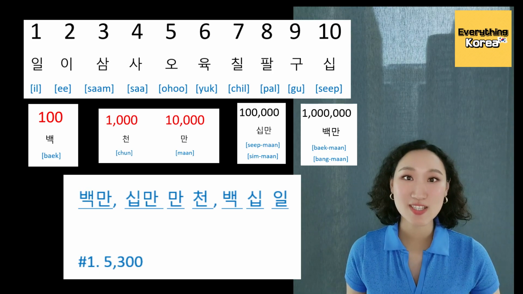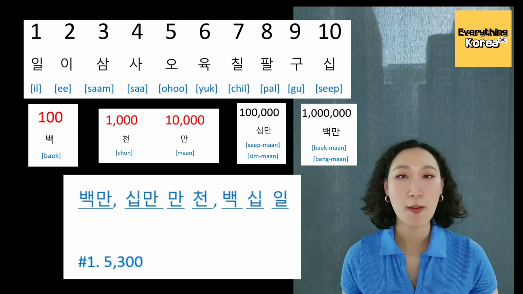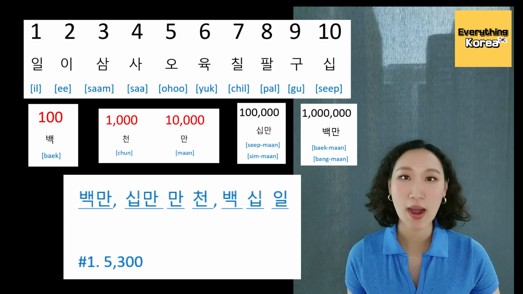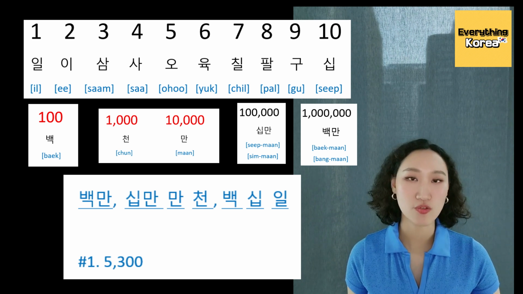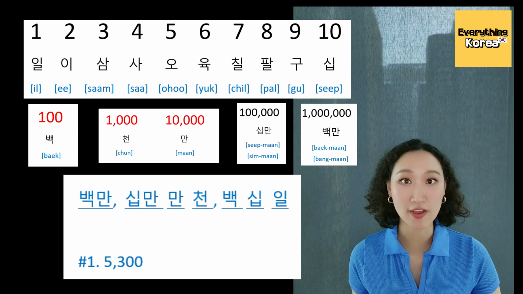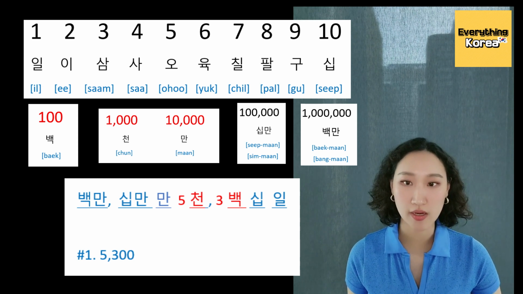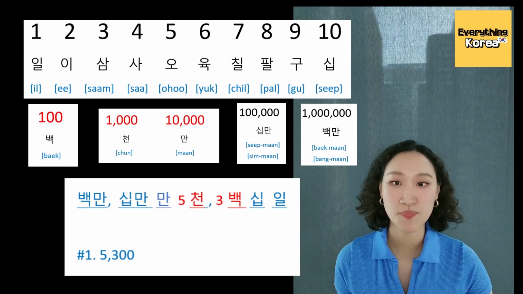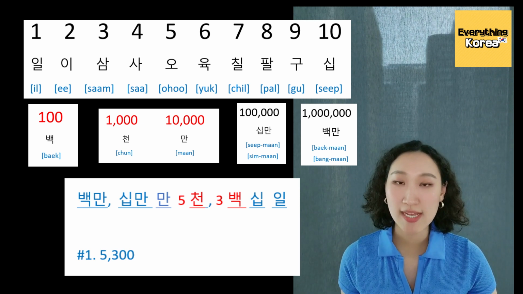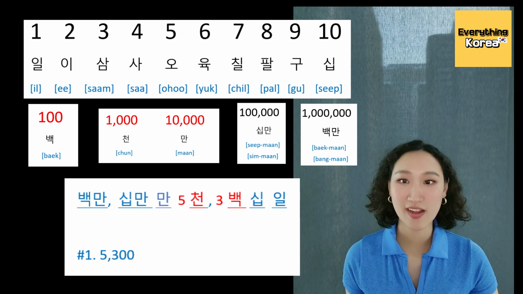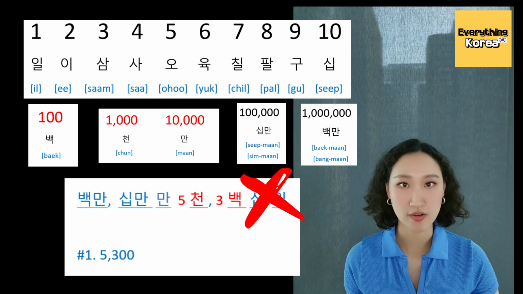All right, let's do some examples. We covered 1, 10, 100, 1000, 만, 10만, and 100만. So number 1, it's 5,300, right? So you're gonna put 5 in front of 1000 because 1,000 is 1000. And then put 3 in front of 100 because 100 is 100. And then just ignore the rest because they're all 0.